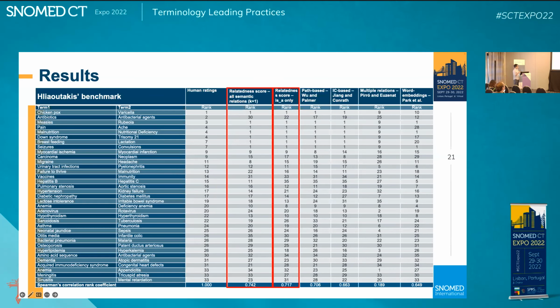And this result shows the correlation with the Korea practice benchmark. The coefficient was 0.74 when K was set at 1. And when we eliminate the contribution of attribute relations, the coefficient was 0.717 and was better correlated with the Korea practice benchmark than other similarity and relatedness measures.